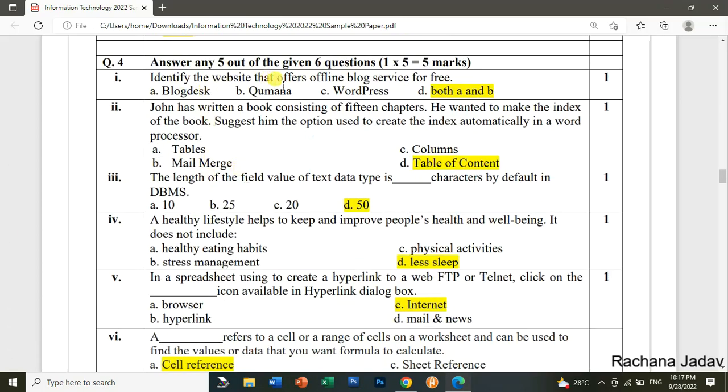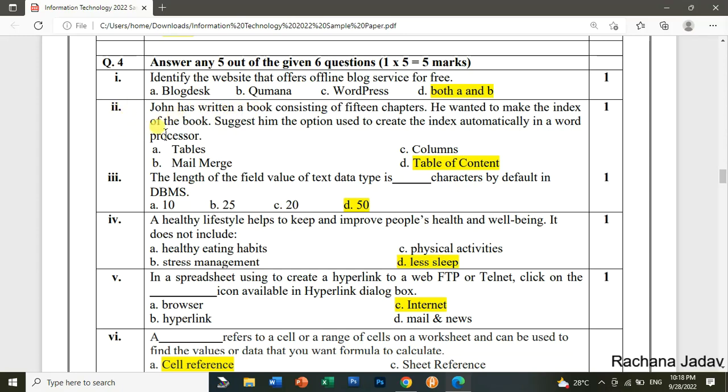Next, identify the website that offers offline blog service for free. So in that, Blogdesk and Cumana. And how we can create a blog offline in Cumana, that also I have made a video, and how you can install Cumana, that is also there in that video.